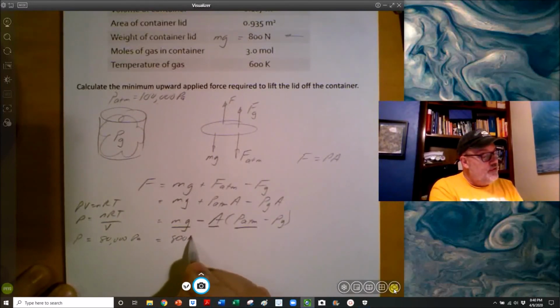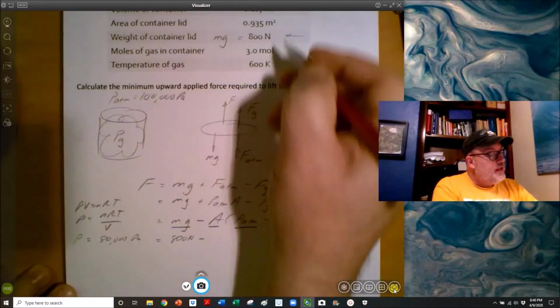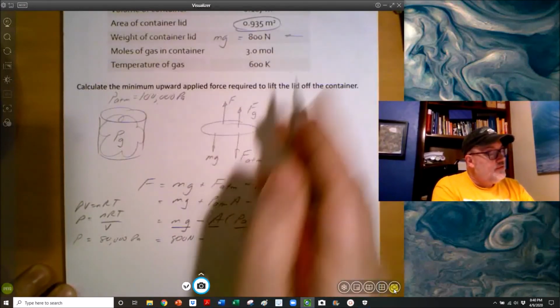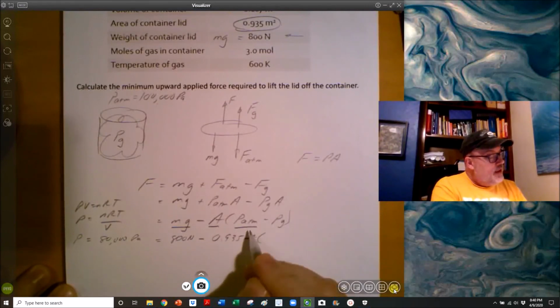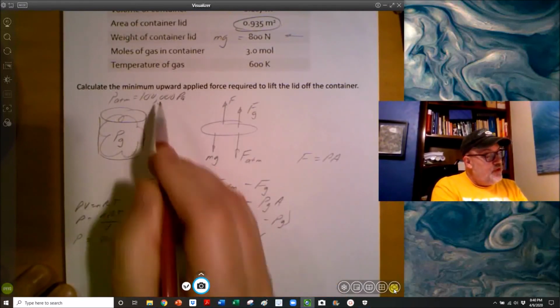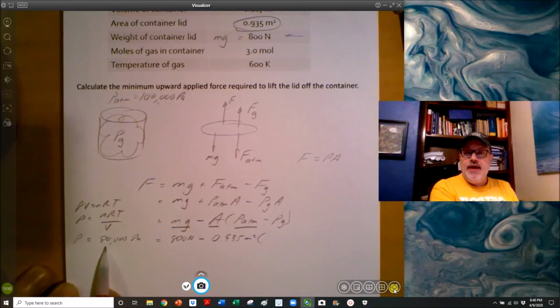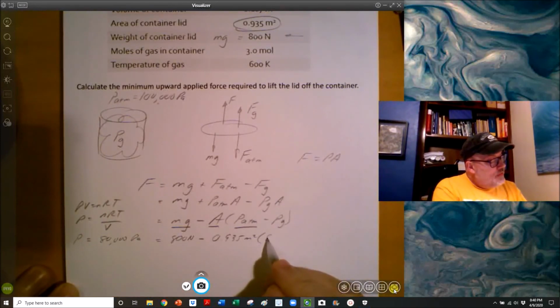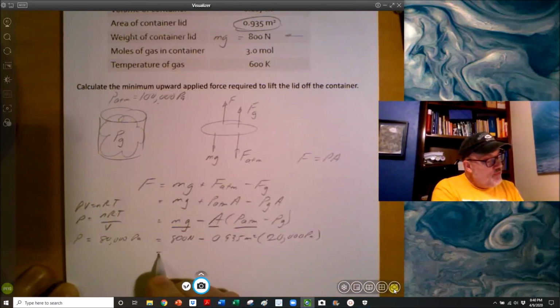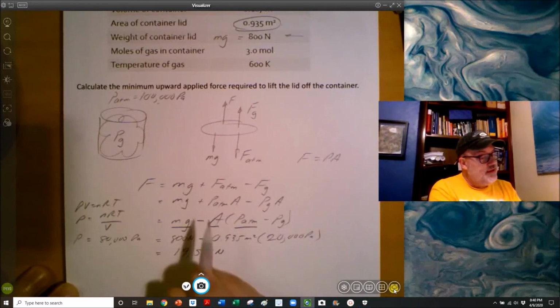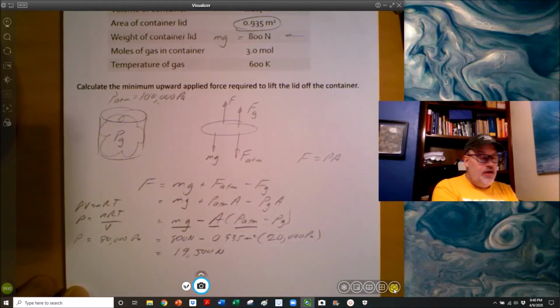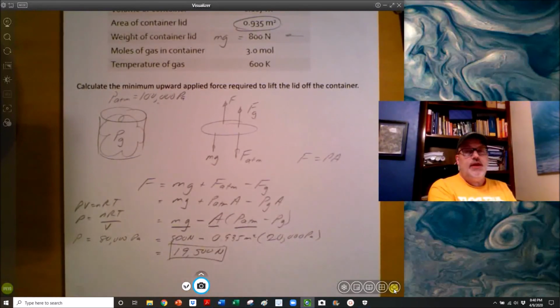We have 800 newtons here minus the area, which is this number, 0.935 meters squared. And our atmospheric pressure is 100,000. Our pressure inside the gas is 80,000. So that's a difference of 20,000 pascals. And if we finish this math out, we get a force of about 19,500 newtons necessary to lift the lid off of the container.